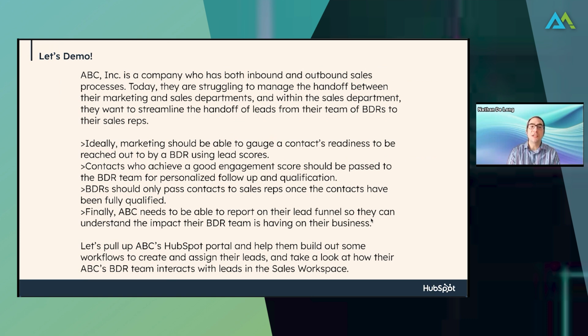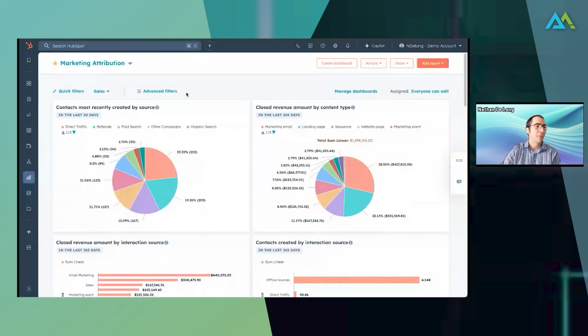Contacts who achieve a good engagement score should be passed to the BDR team for that personalized one-on-one follow up and qualification. Then from the BDR team, they should only pass contacts to their reps once the contacts have been fully qualified. And finally, last but not least, they want to report on their lead funnel so they can understand the impact their BDR team is having on their business. So, with all of those different goals in mind, let's go ahead and hop into their HubSpot portal.